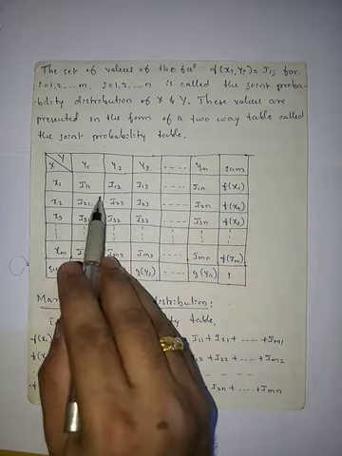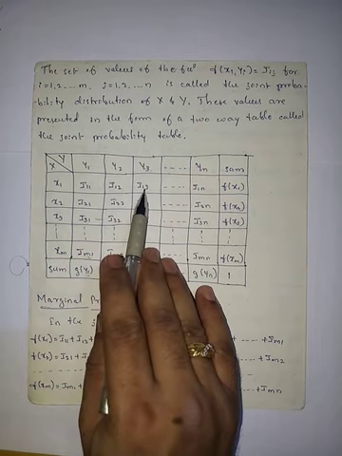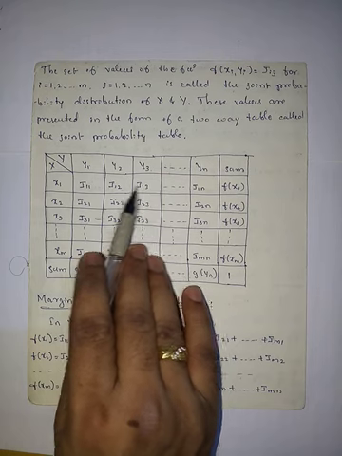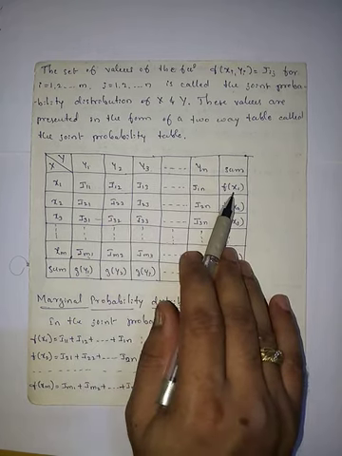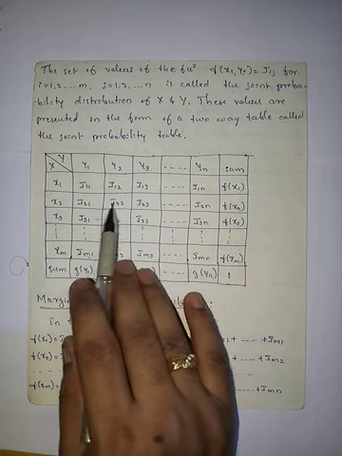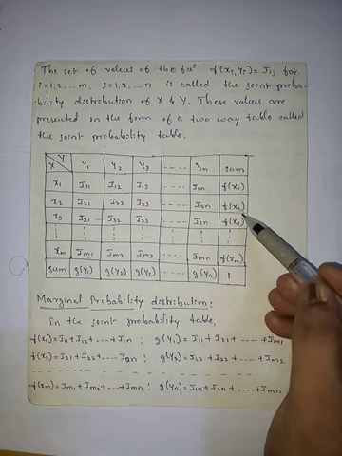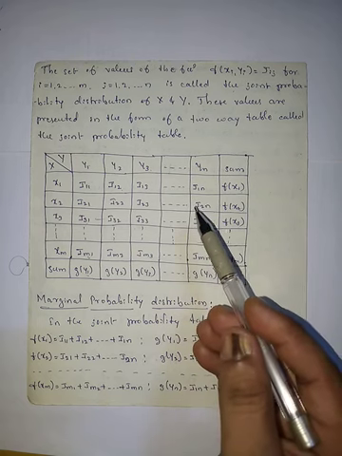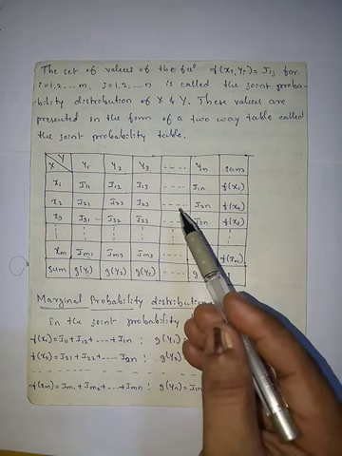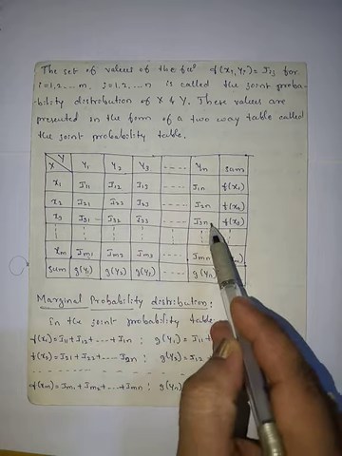Now we take the row: j11 plus j12 plus j13, the row-wise sum, and so on, plus j1n. This sum we denote as f of x1. Similarly, the second row sum and third row sum, we denote as f of x2, f of x3, and so on, f of xm.